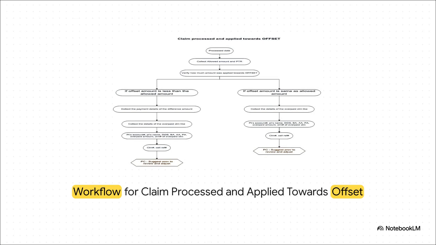All right, Section 4, resolution, workflow, and decisions. So, with all that raw data in hand, how do we actually process it? Well, when you're handling an offset claim, your very first step, right after noting the process date, is to collect the allowed amount and the patient responsibility. From there, you verify exactly how much of that was applied towards the offset, and this is exactly where your path splits based on the math.